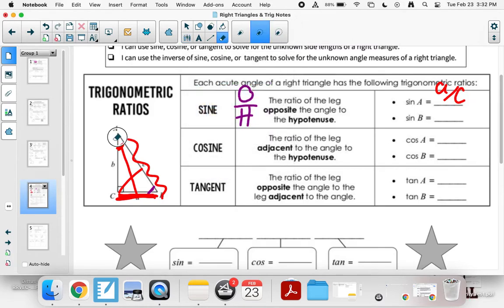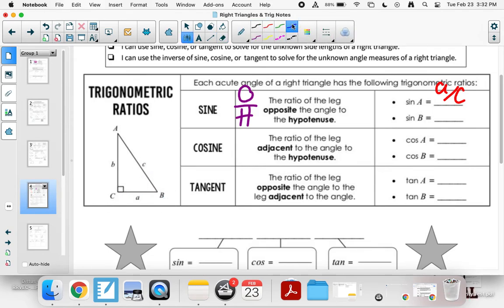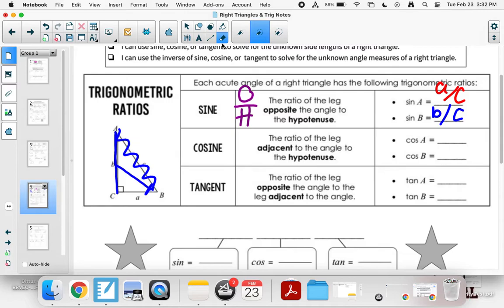So that's from A's point of view. If we look at it from B's point of view, here's angle B, opposite of angle B isn't A, opposite angle B is side B. So the opposite side depends on which angle you're looking at. So here we have side B over, the only thing that doesn't change is your hypotenuse. Your hypotenuse is always going to be opposite your right angle. It's going to be the same no matter what angle you're looking at. In this case, we're going to use the letter C. So that's our sine, opposite over hypotenuse.